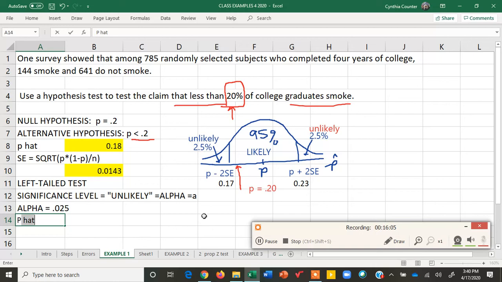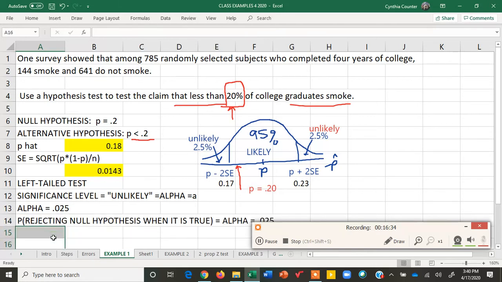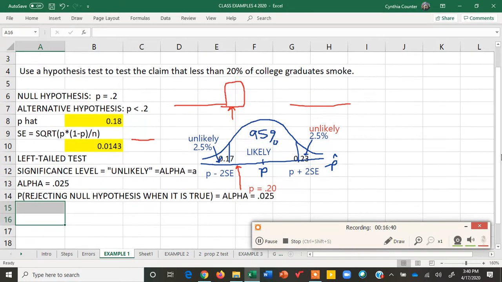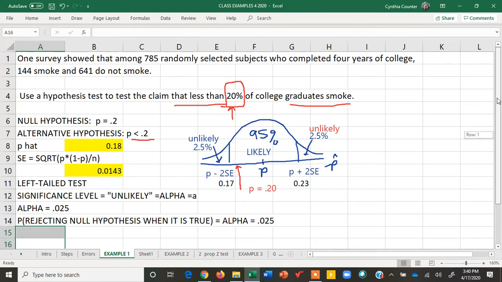So the probability of rejecting the null hypothesis when it is true is equal to this alpha, which in our case is 0.025. All right, this is the probability of rejecting the null hypothesis when it's true. It's a probability of rejecting when it's true because, remember, this is assuming the null hypothesis is 0.2.